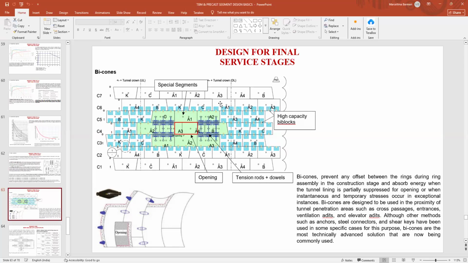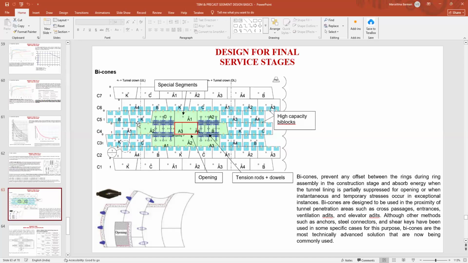Nowadays, it was also done in Chennai Metro that they did not put any temporary frame. What they did, they put beep plugs here. Beep plugs are a type of dowel, and here they have put a special type of tension rod and dowels at the cross passage opening.